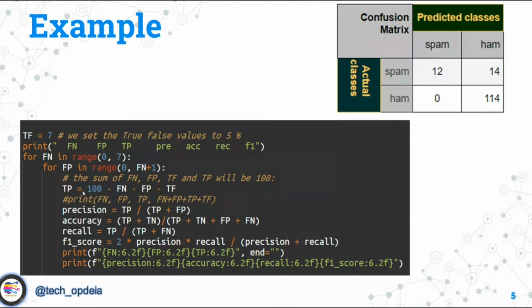Here TP equals 100 minus FN minus FP minus TN. Why have we done this? Because the sum of FN, FP, TN and TP is 100. So if we want TP out of these four, subtract the other three from 100.